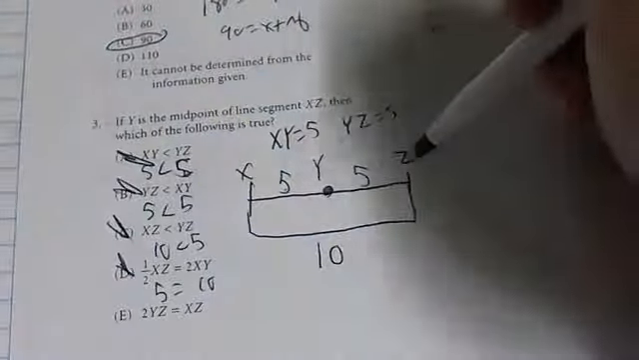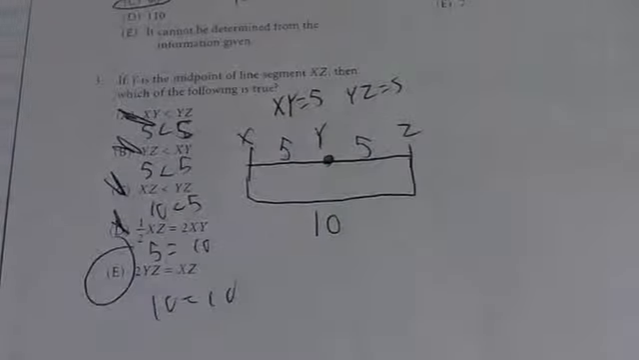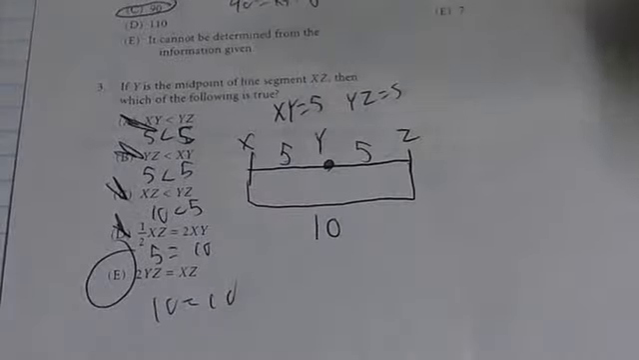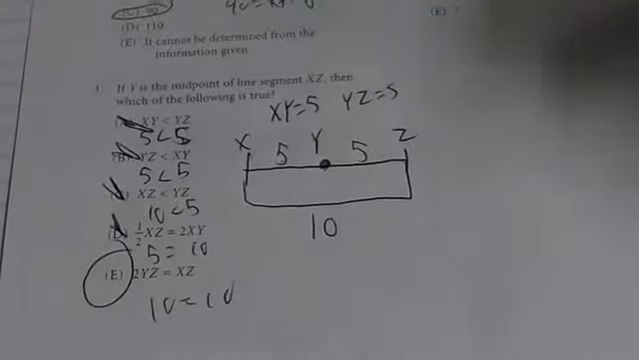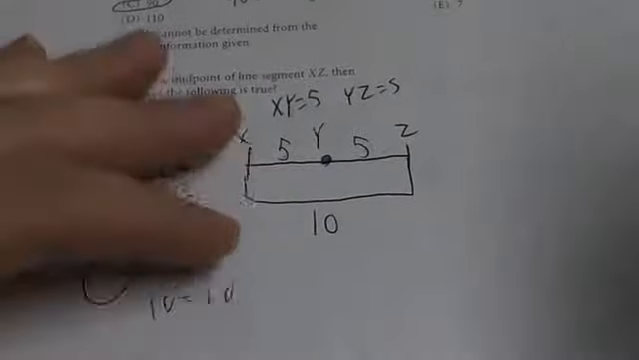Is 5 equal to 2 times XY? XY is 5. 2 times 5 is 10. Is 5 equal to 10? No. E, 2YZ, so YZ is 5. 5 times 2 is 10. Is 10 equal to XZ? XZ is 10. Is 10 equal to 10? Yes. So the answer is E. Again, just like I said last week, whenever you have a whole bunch of letters and no numbers, it's always easier just to make up your own numbers.